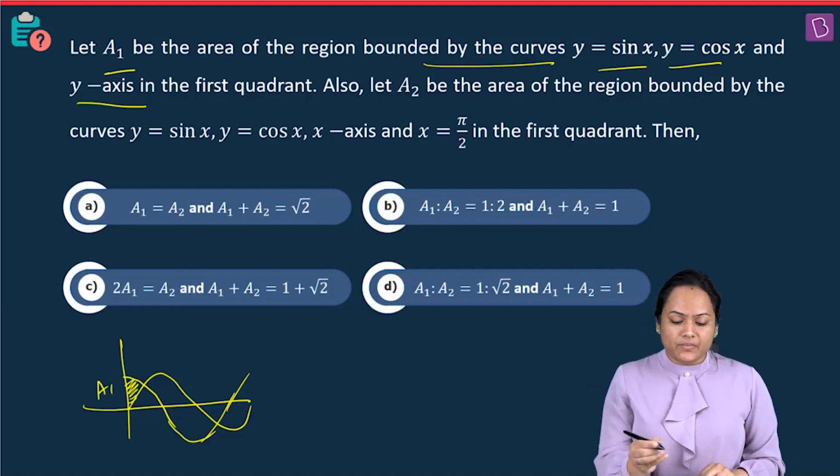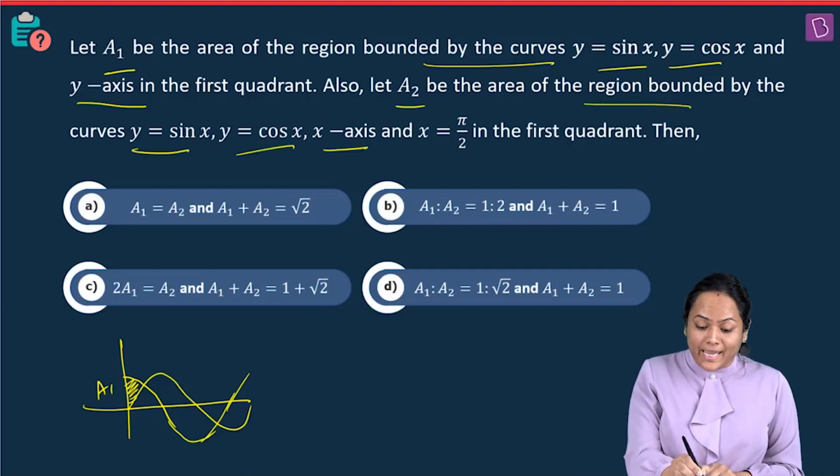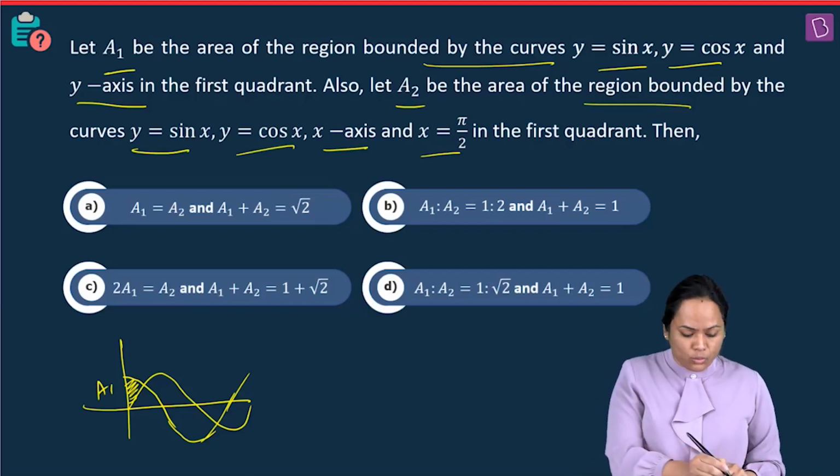Moving further, they have said A2 is the area between the curves sin x, cos x, x-axis and till x is equal to pi by 2 again in the first quadrant.